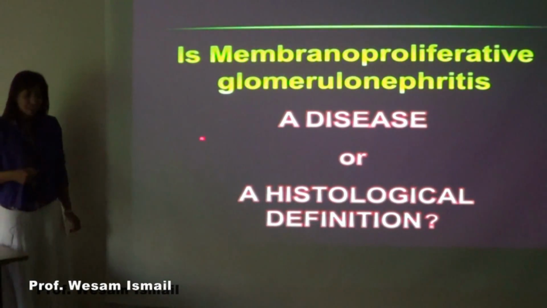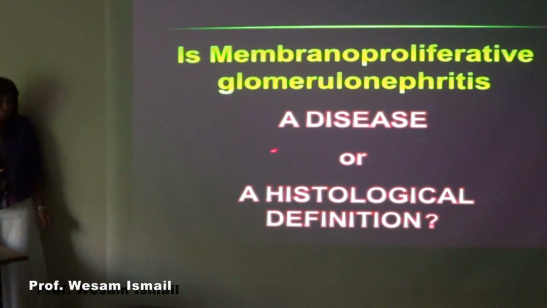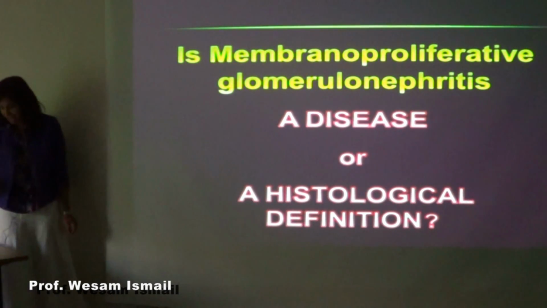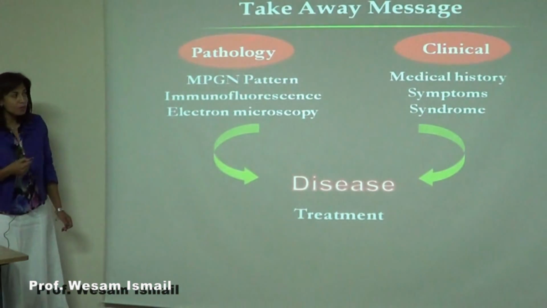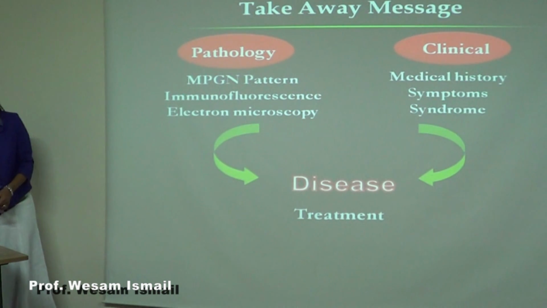So I'm going to end, as I said, with the first slide. What do you think, is membranoproliferative glomerulonephritis a disease or a histological definition? It's just a histological definition, and what makes it a disease is this combination of pathology and clinical. Thank you very much.